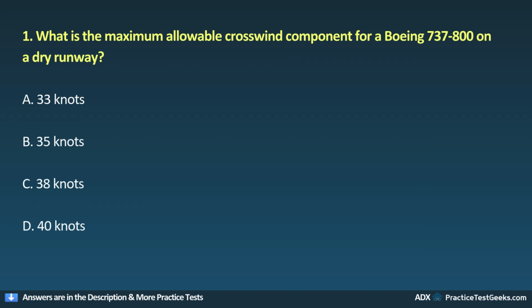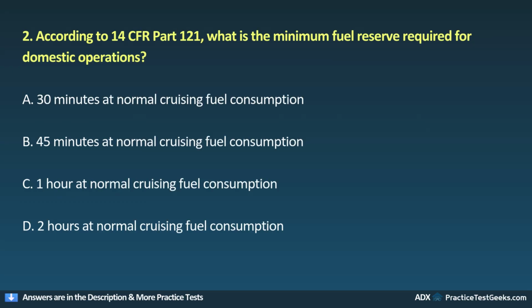1. What is the maximum allowable crosswind component for a Boeing 737-800 on a dry runway? 33 knots, 35 knots, 38 knots, 40 knots? 2. According to 14 CFR Part 121, what is the minimum fuel reserve required for domestic operations?